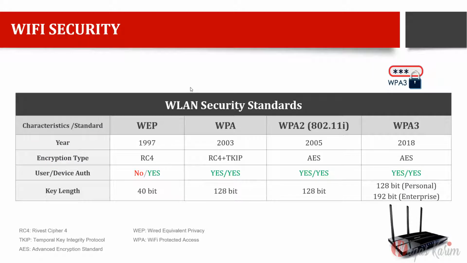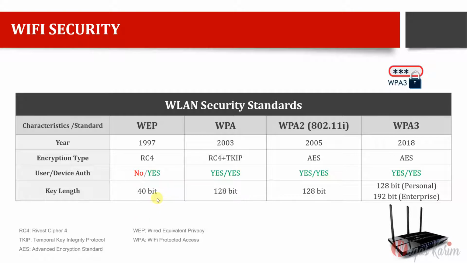Wi-Fi, WLAN or wireless LAN has different security standards. Initially we came up with WEP, which was Wired Equivalent Privacy. It came in 1997 and its encryption method was RC4. It supported only device authentication, and user authentication was not available there. Its key length was 40 bit.